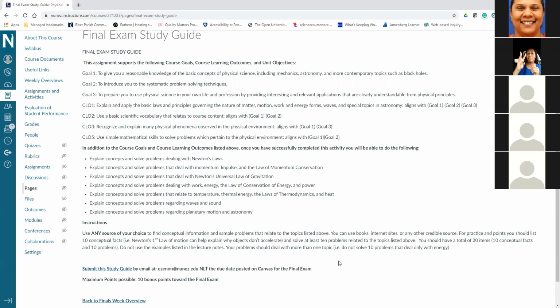And you are to find 10 concepts and solve 10 sample problems related to the topics listed above. Don't make all 20 of your items on the same topic. So you should have 20 items, 10 concept facts and 10 problems, spread out over these topics. Please don't use any example listed in my lecture notes or my extra notes.